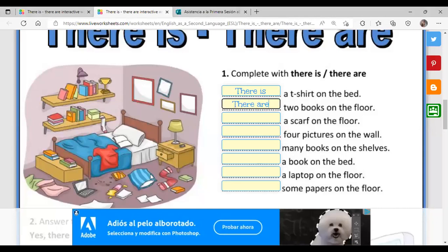A scarf on the floor. Look at this. This is a scarf. So there is or there are, guys? There is. Ajá. Vean que cuando uso there is, normalmente uso el artículo a, pero solo lo utilizo para sustantivos en singular, o sea, uno, contables. ¿Puedo contar una playera? Sí. ¿Puedo contar una mascada o una bufanda? Sí. Entonces, por eso le pongo a t-shirt, a scarf.